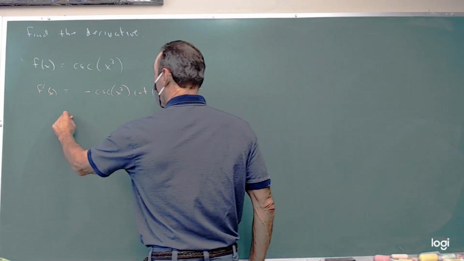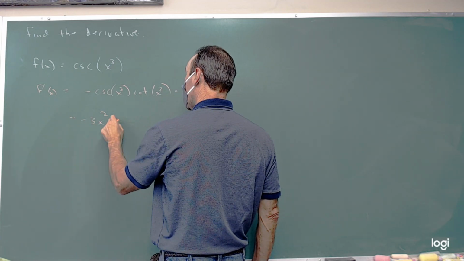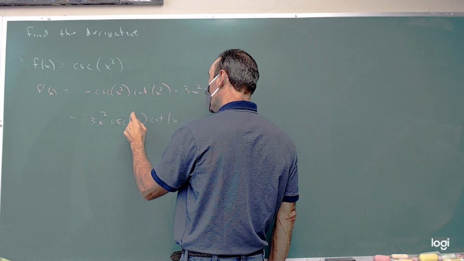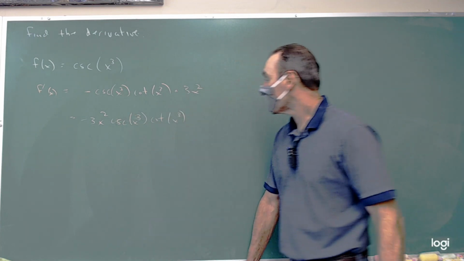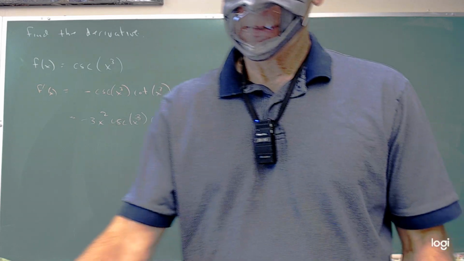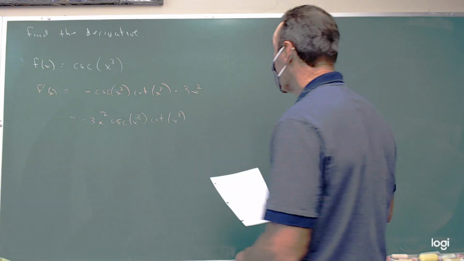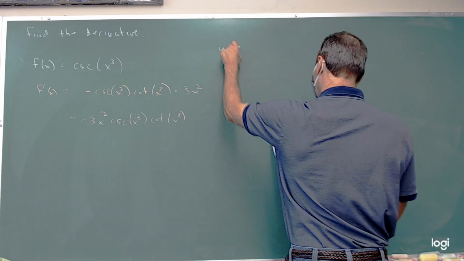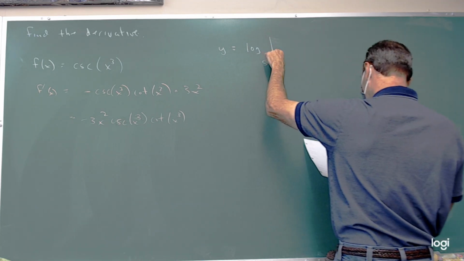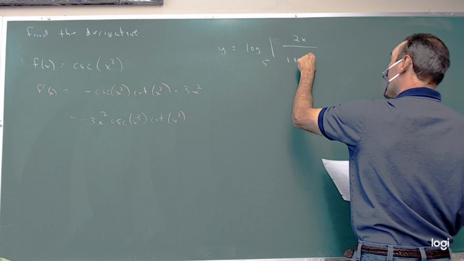And we'll bring the 3x squared to the front, so we'll write it as negative 3x squared cosecant of x cubed, I guess, and cotangent of x cubed. Okay, so let's try another one. Let's choose y equals the logarithm base 5 of the absolute value of 2x over 1 plus cosine x.